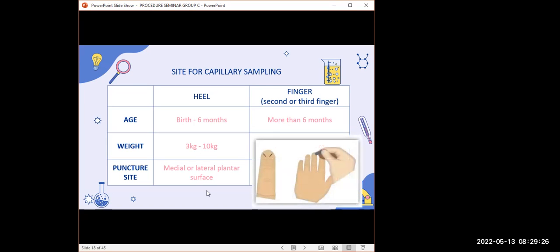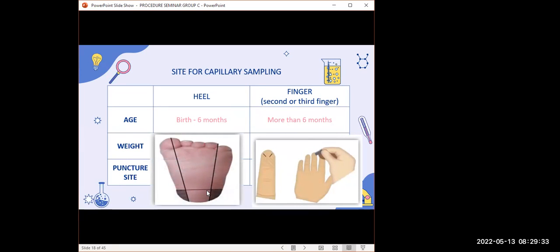Next. So this is the illustration. You need to be perpendicular to the fingerprint. Next. And the shaded area is the area where we prick the heel.